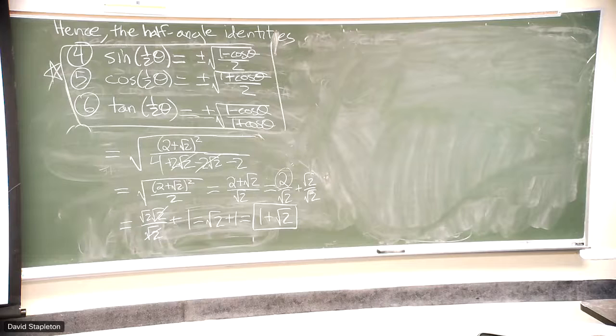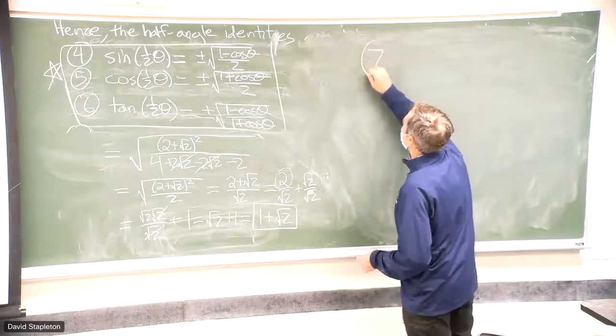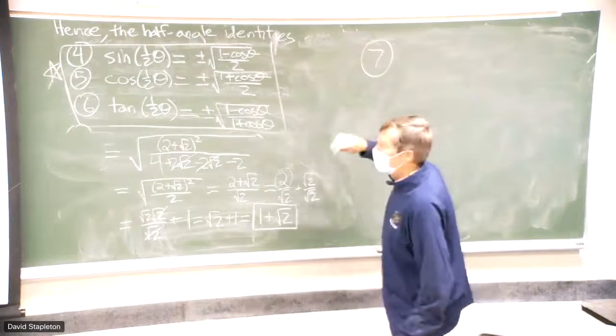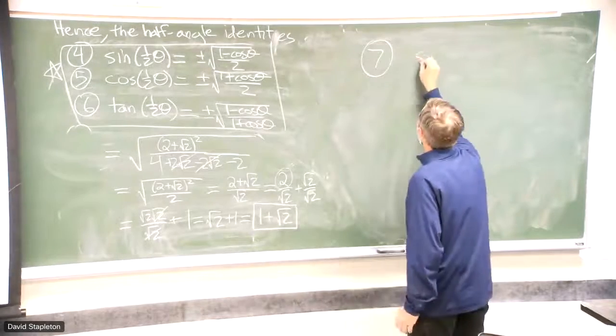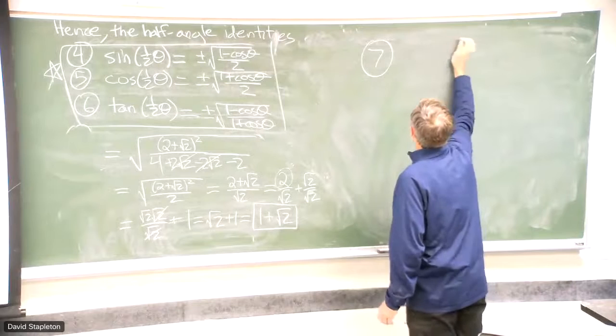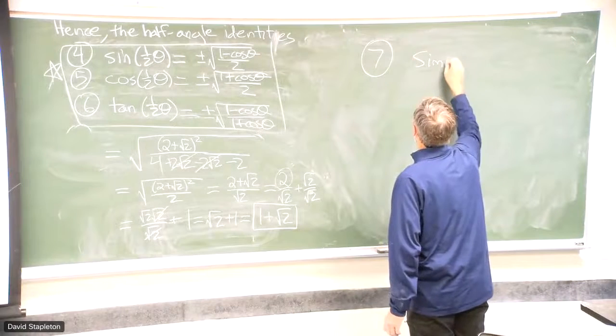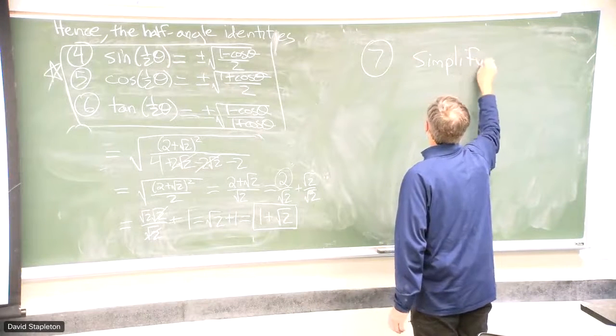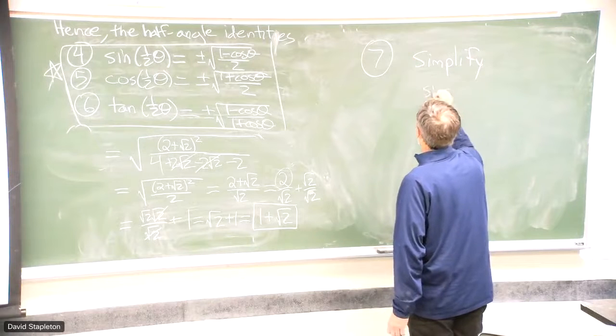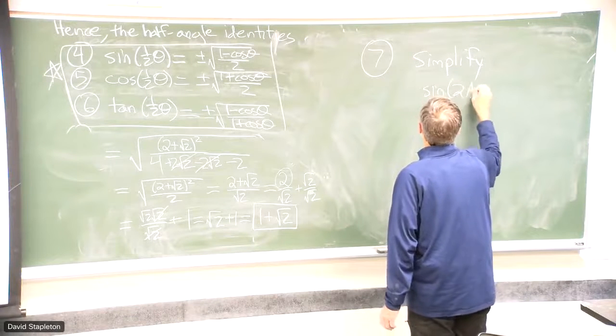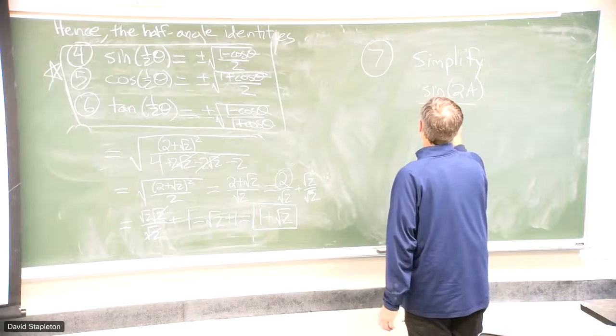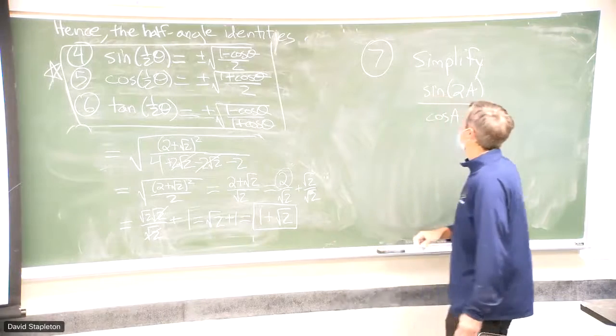All right. Here's a good one. I think we did this right at the end last time, but it bears repeating. Suppose there's some problems like this that come along occasionally. Simplify sine 2a over cosine a. How can I simplify that?